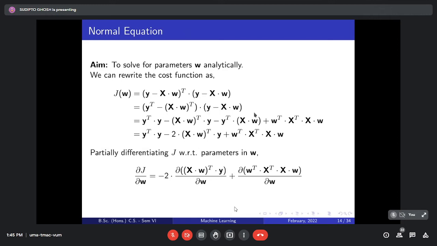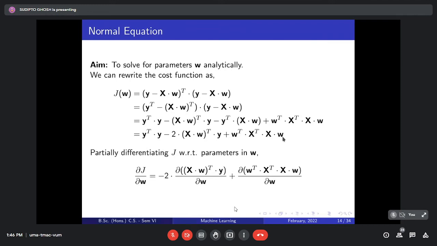Then we expand this out and multiply each term with another term. So y transpose y minus (Xw) transpose y, then minus y transpose Xw, and then plus (Xw) transpose times Xw. And because when we take the transpose inside of a product of matrices, the order changes, so w transpose X transpose Xw. And then I also said to you that the dimensions of Xw and y are the same. So a transpose b is equal to b transpose a. So we can just say minus 2 times (Xw) transpose times y. And this will be our cost function now.